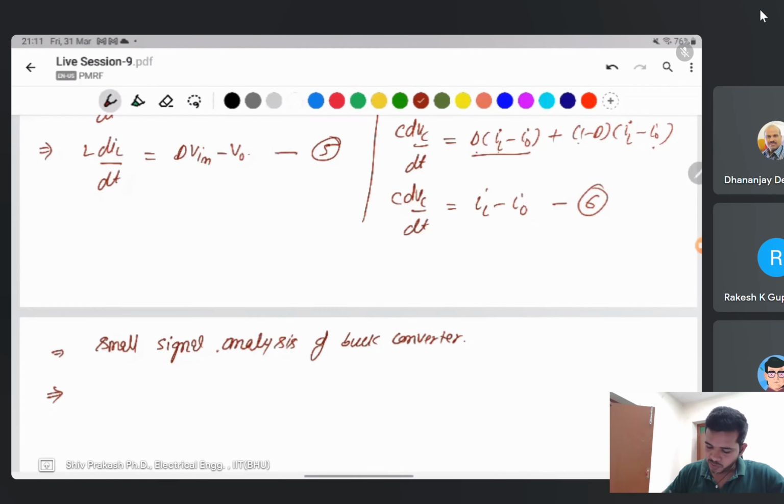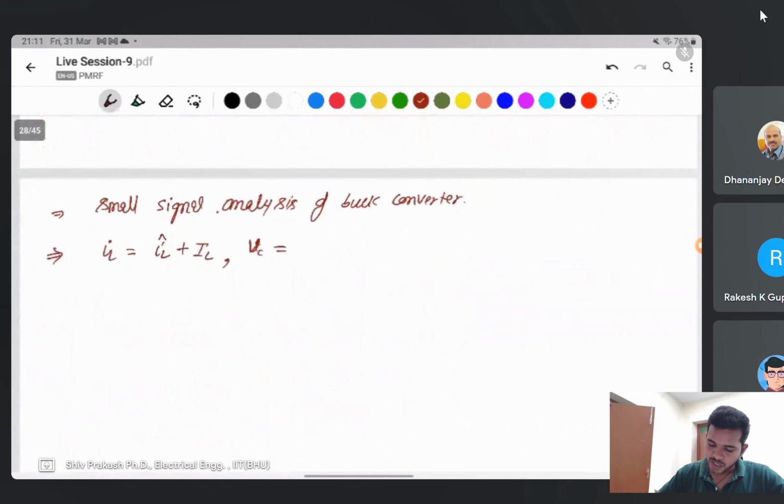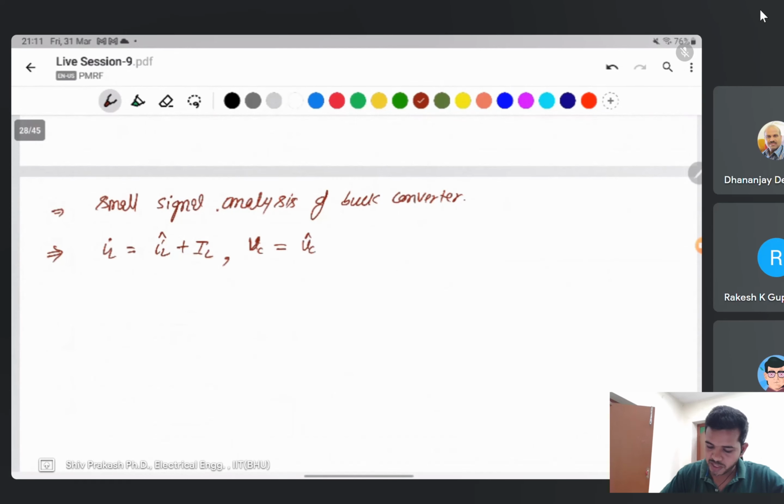If you realize this, first find the IL current. IL current is IL ripple plus the average current. Then the VC voltage: VC is the same as the output voltage. Capacitor voltage is the same as the output voltage. Then the output voltage is the capacitor voltage ripple plus the average voltage. This is the perturbation of the signal or the parameter.